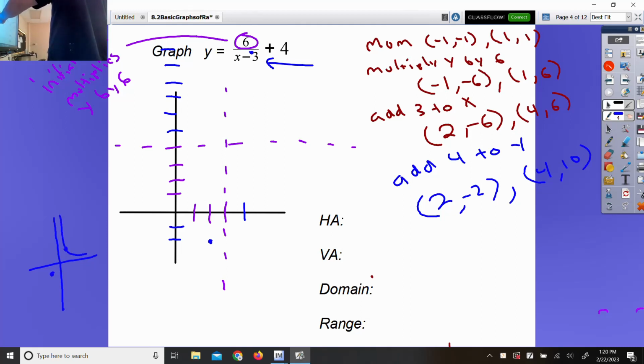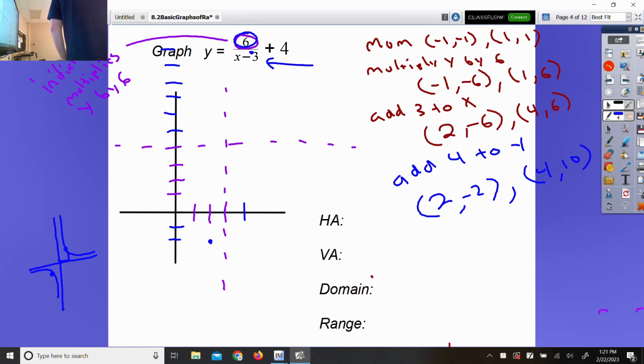Now, this was mom, again. One of mom's points was 1 unit right and 1 unit up, wasn't it? This point right here is 1 unit right of the new origin and how many up? 6. See that? This point down here is 1 unit left, just like this one is. And how many down? 6.